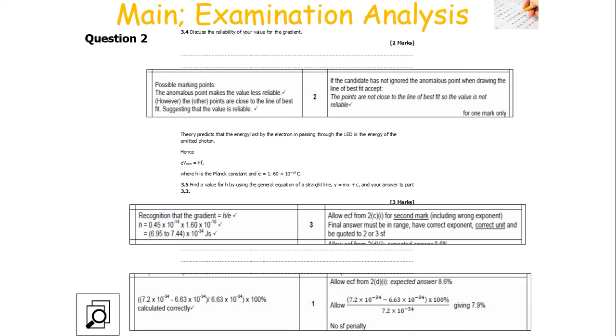So whatever value you calculated, subtract 6.63 times 10 to the minus 34. You then divide it by the accepted answer, 6.63 times 10 to the minus 34, and you times it by 100 to get your percentage difference.